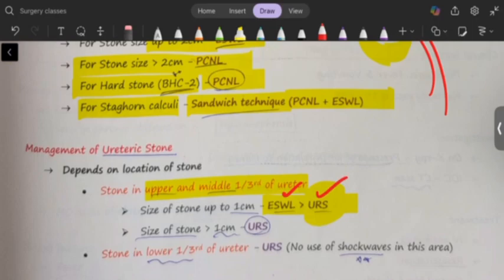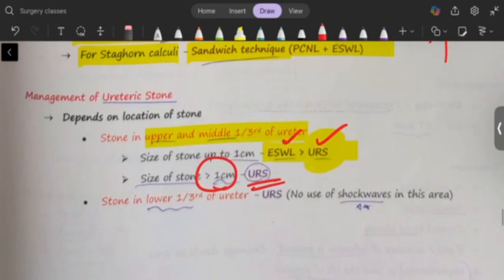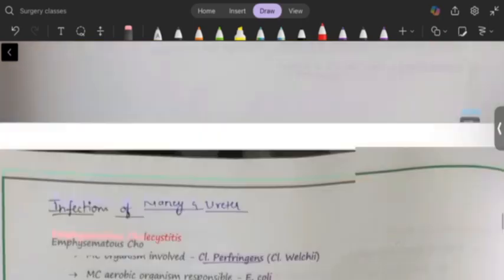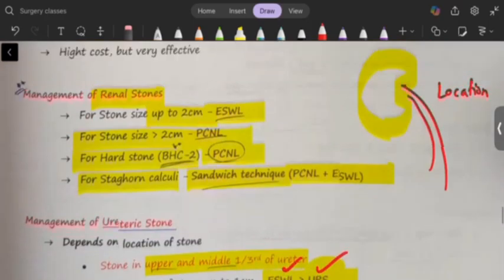If the size is more than 1 cm, then only ureteroscopy. If the stone is in the lower one third, no shockwave is done, only URS, ureteroscopy. Okay, so this brings us to the end of the discussion of renal stones.